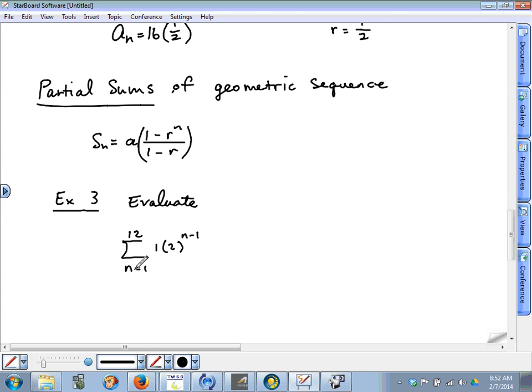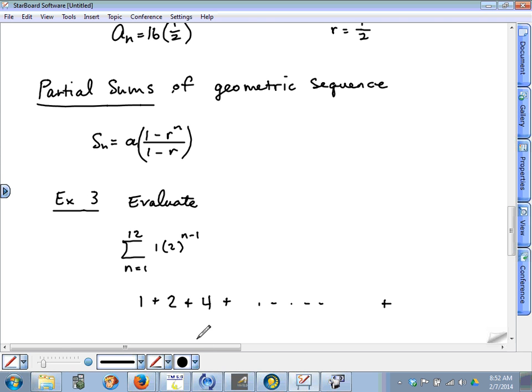So here's what I mean by that. What would the first term here be? When n equals 1, we have 1 minus 1, which is 0. 2 to the 0 power is 1. 1 times 1, so the first term is 1. The second term is where n equals 2. 2 minus 1 is 1. 2 to the first power is 2. 2 times 1 is 2. The third term would be where n equals 3. 3 minus 1 is 2. 2 squared is 4. 4 times 1 is 4.